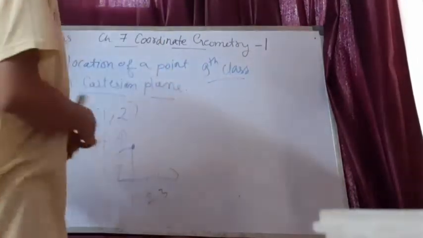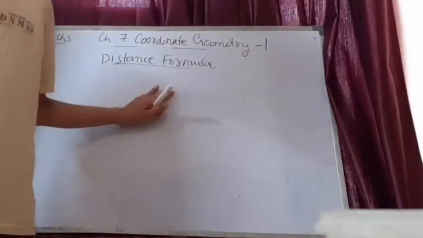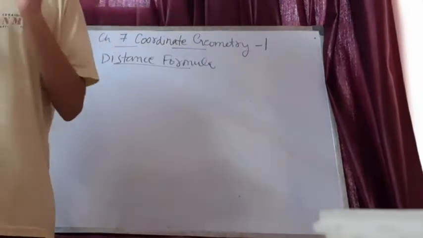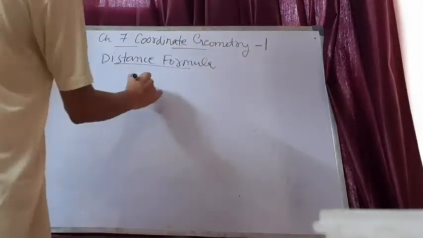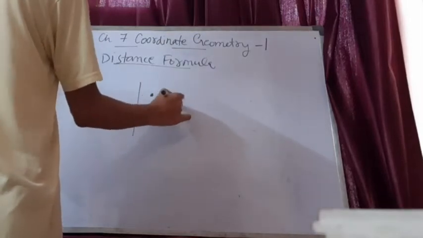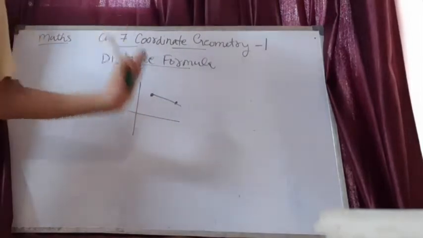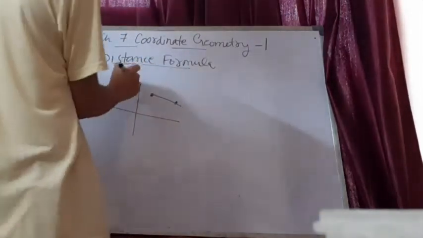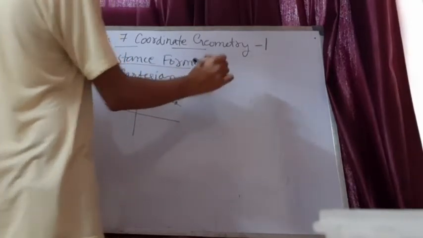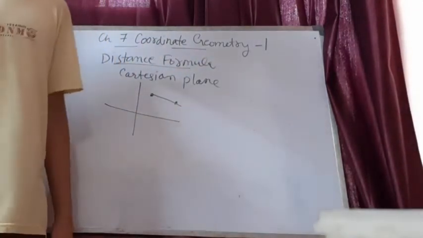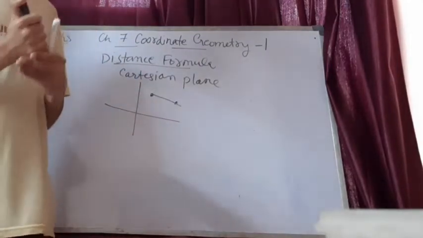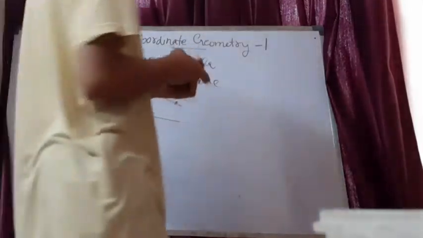Now I will be teaching you the distance formula. If we want to find the distance between any two points on a Cartesian plane, let's say I have this Cartesian plane, then I use the distance formula, on the Cartesian plane or the coordinate plane, between any 2 coordinates. But what is the formula exactly that you all want to know? So let me tell you.